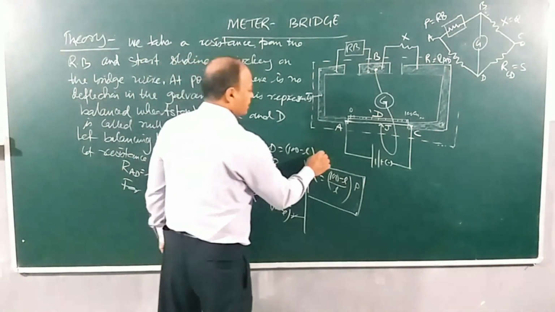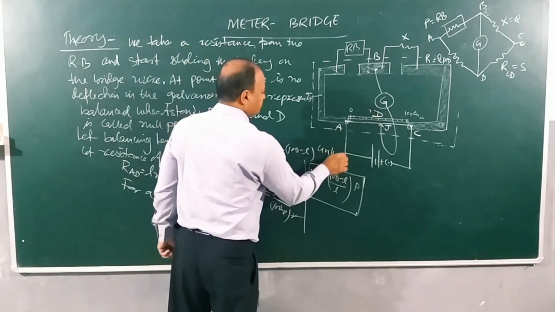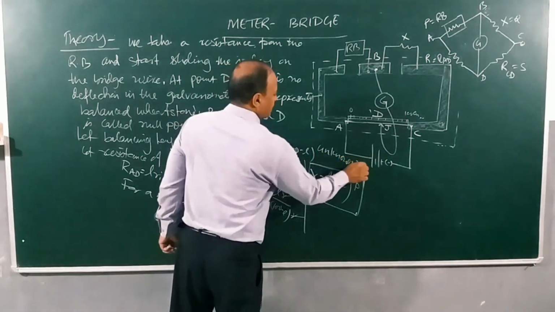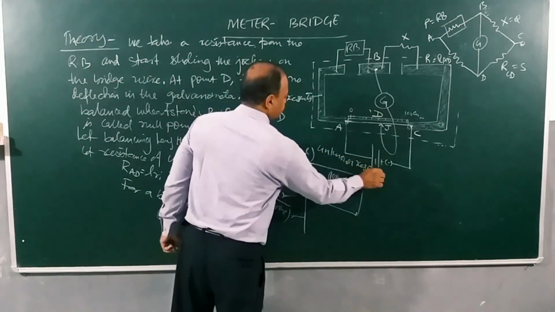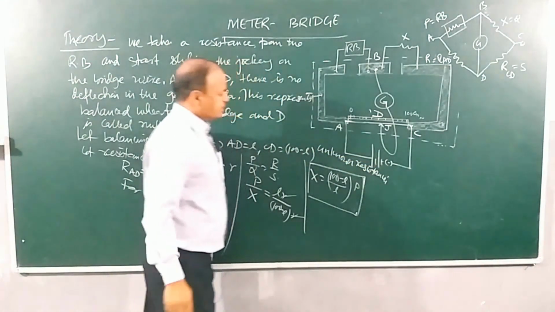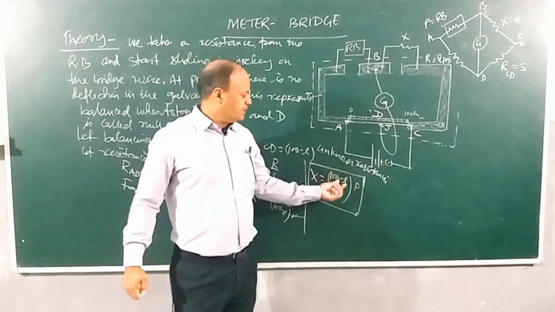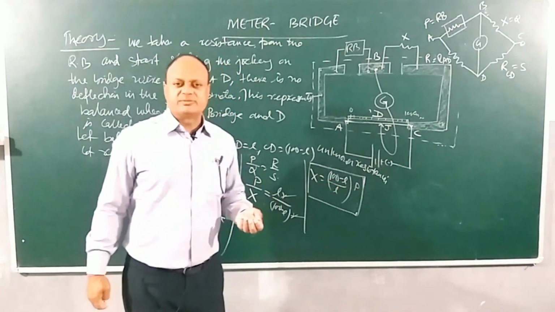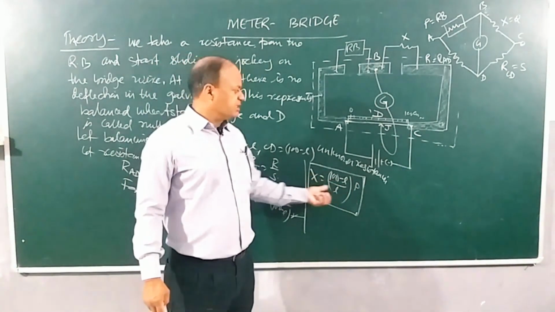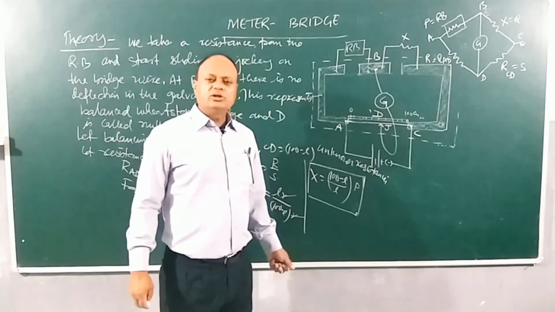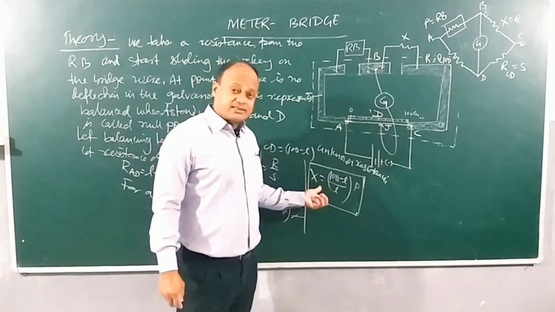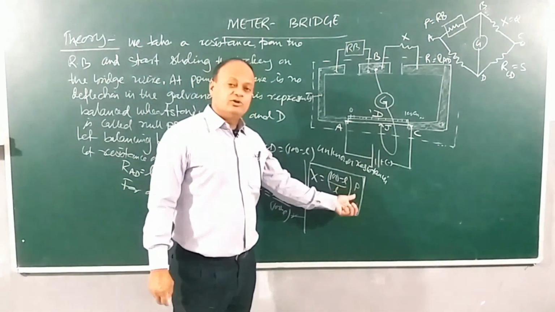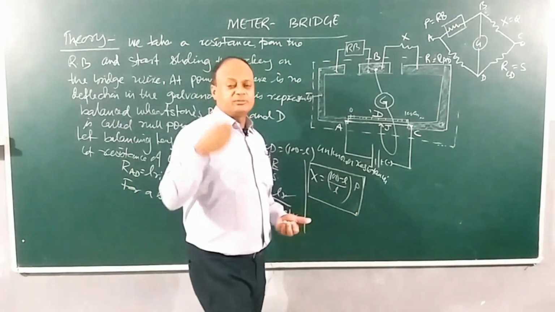I will be writing: unknown resistance X is equal to (100 minus L) by L into P, and P is the known resistance that we have taken out from the resistance box. If I put it here, then I can easily calculate the unknown resistance X. So we only need to know L and P, and P we are taking from the resistance box.